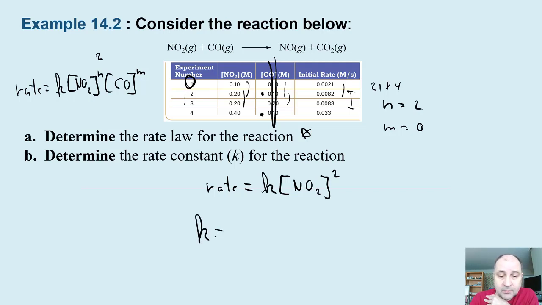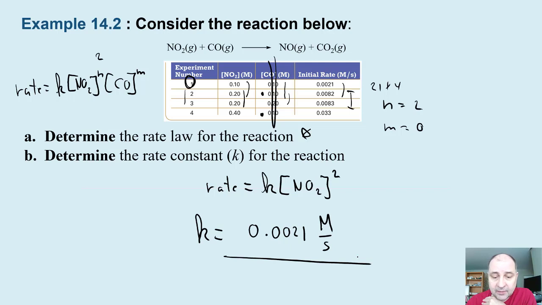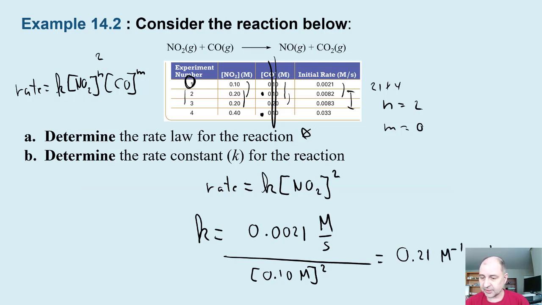So k is going to be equal to the rate, in this case 0.0021 M per second, and we will divide that by the concentration of NO2, which is 0.10 M squared, and that equals 0.21 per M per second, which is what we expect the constant for a second order rate to be.